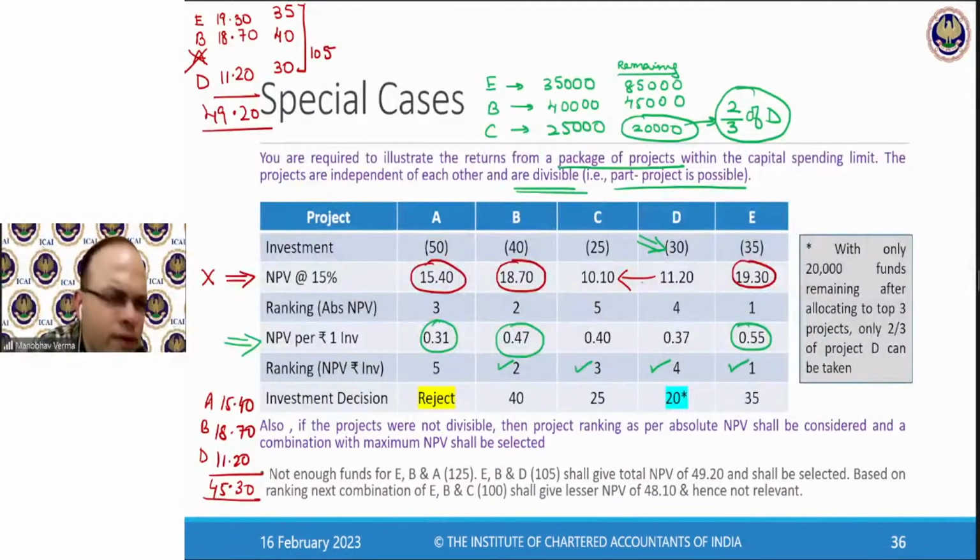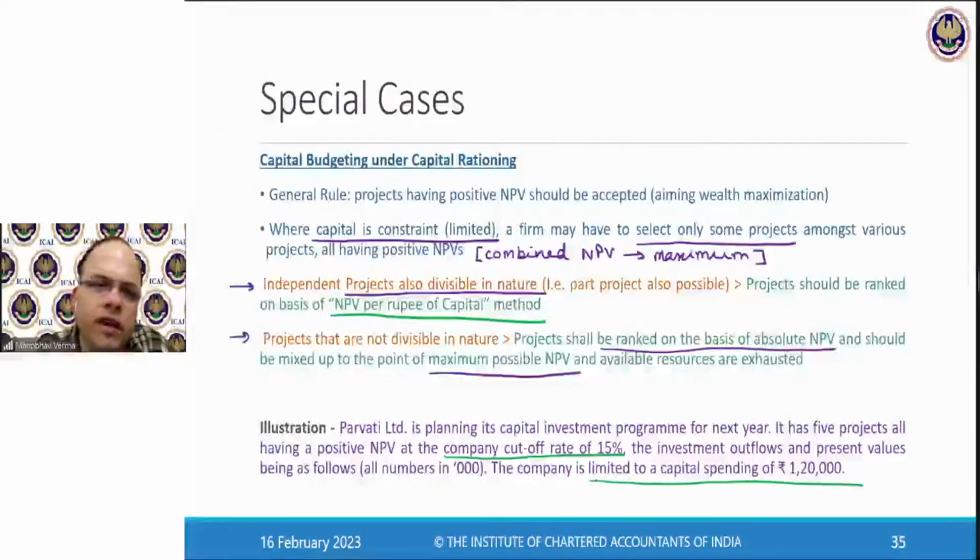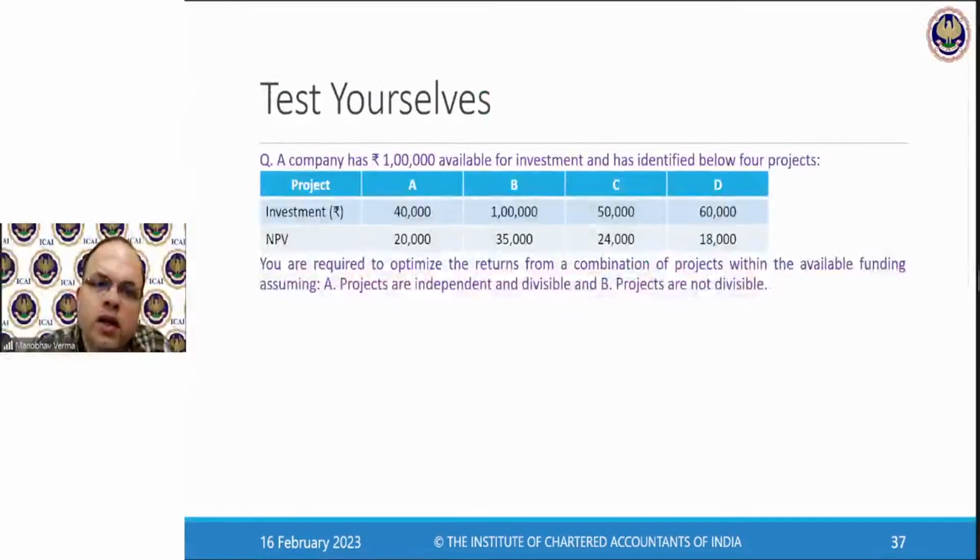Great, guys. So I hope everyone is clear on this. Great. So good start to the evening. We talk about a very, very interesting illustration where we are looking at a capital rationing scenario. Now, let's see what's happening here. A kind of question for everyone, guys. So this question is talking about 4 projects with the NPV, and we have to optimize the returns. And they're saying that there are a couple of scenarios. One, projects are independent and divisible, and the other scenario, projects are not divisible.